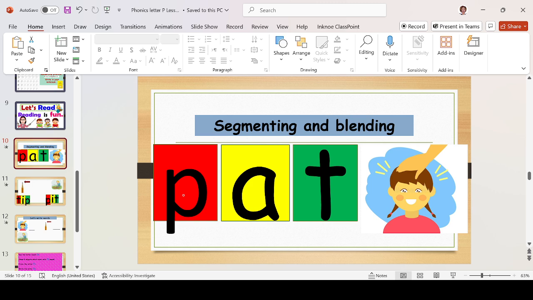Say one more time again, P, P, P, P. Very good. Now let's go to the next one in the yellow box. Now what is the sound for this one? Do you still remember? Yes, that's A sound. Can you say A, A, A? Very good. The green one, what is the sound for the letter in the green box? That's T, T, T, T.